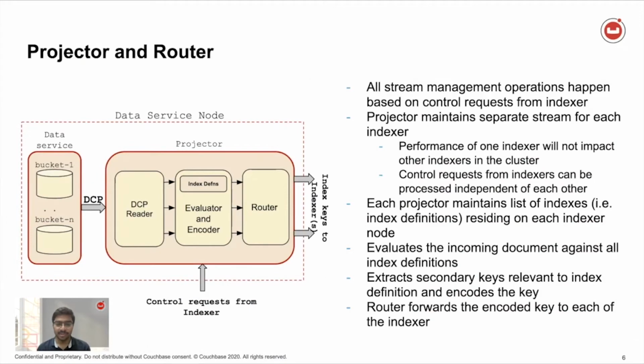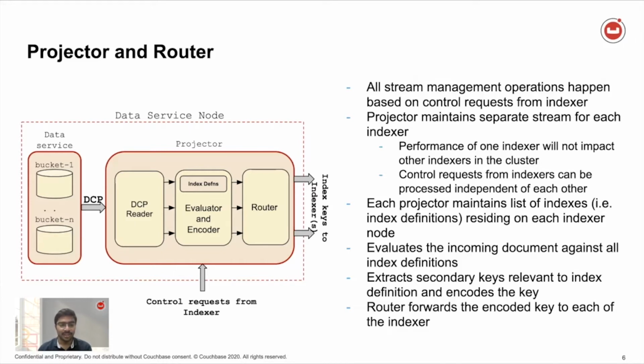The projector process is responsible for managing the DCP streams with the data service, and all stream management operations at projector happen based on the control request from indexer. Projector maintains a server to listen to all the control requests from indexer, and based on the request, it either opens a DCP stream or closes a DCP stream. Internally, projector maintains separate streams and initializes a separate set of queues for each indexer node in the cluster. This is done to make sure that the performance of one indexer will not impact the performance of other indexer nodes in the cluster.